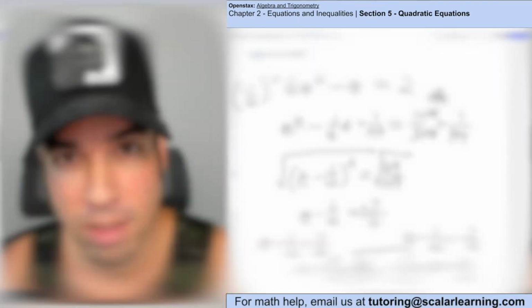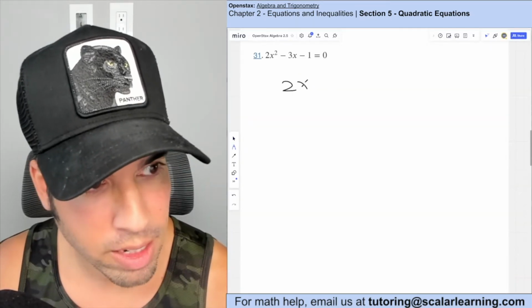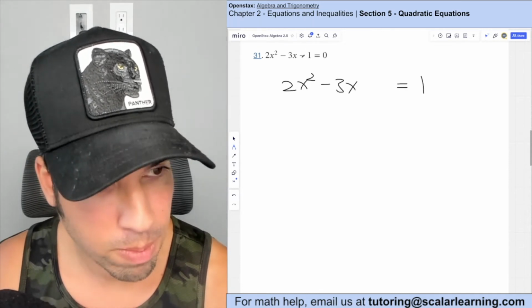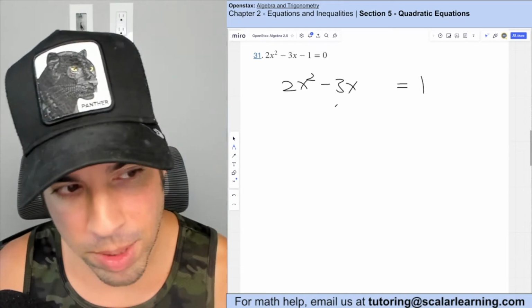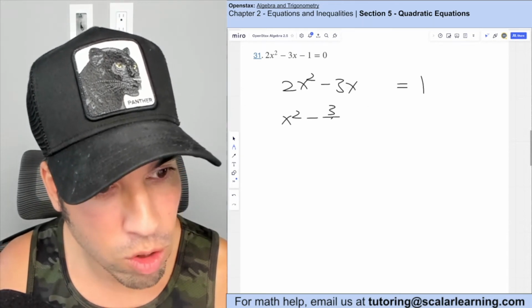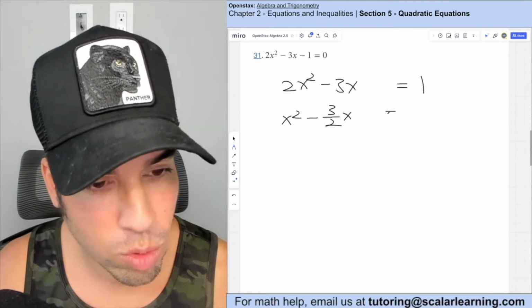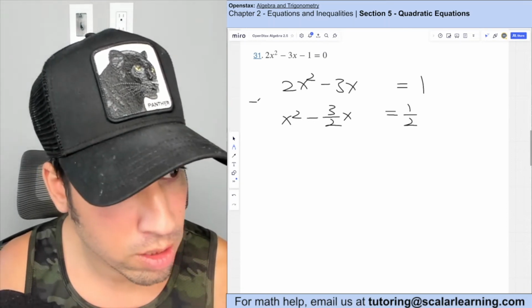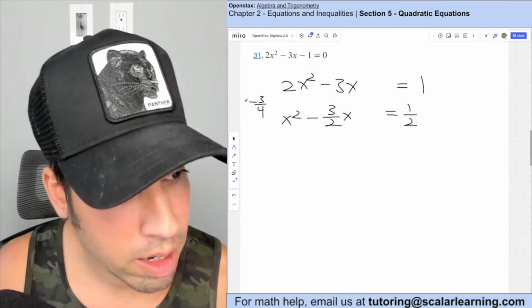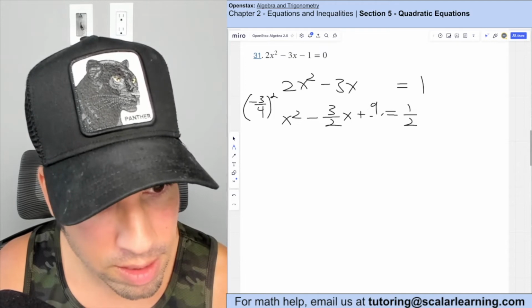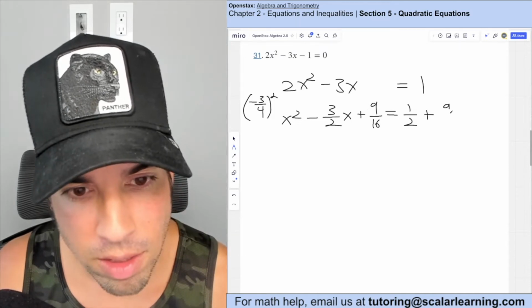Boom, done. Here we're going to start by adding 1 to both sides, and so the minus 1 becomes a plus 1 over here. Then I'm going to divide everything by 2 and make it x squared minus 3 over 2x equals 1/2. Now I'm going to take half of this, which is negative 3/4, and I'm going to square it, which is going to be 9/16, and I'm going to add that to both sides.